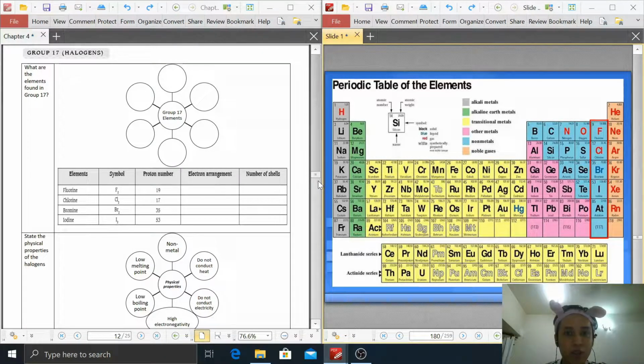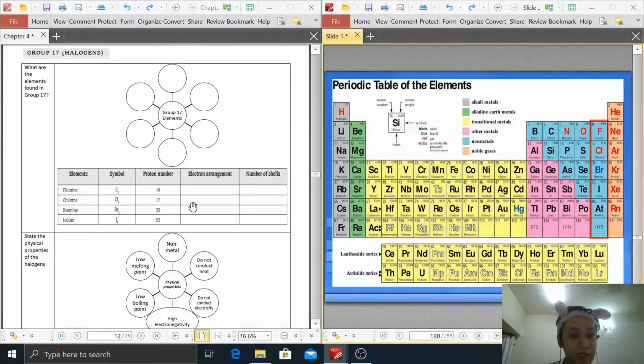Today we are going to look into the group 17 elements, which are the halogens. For the halogens, you have five elements: fluorine, chlorine, bromine, iodine, and astatine. For your Form 4 level, you will only be learning more about fluorine until iodine. For astatine, you only need to know the physical state, which is that astatine exists as a solid. Later you just fill in the bubble map.